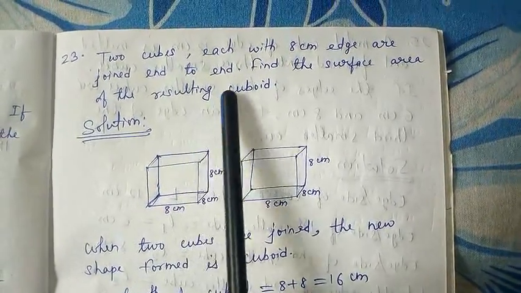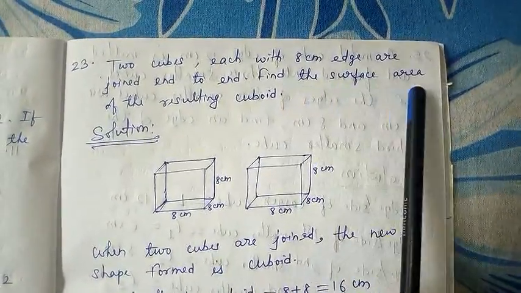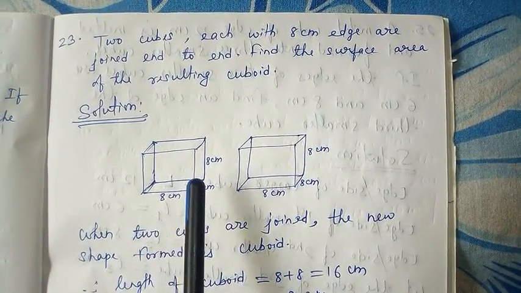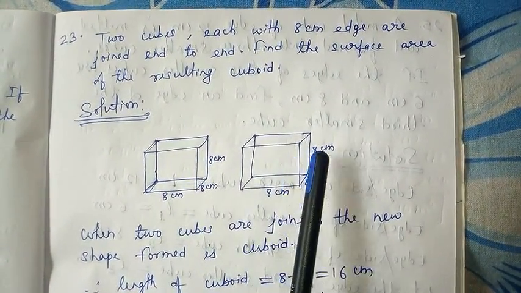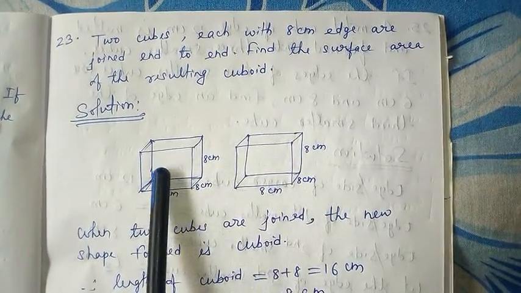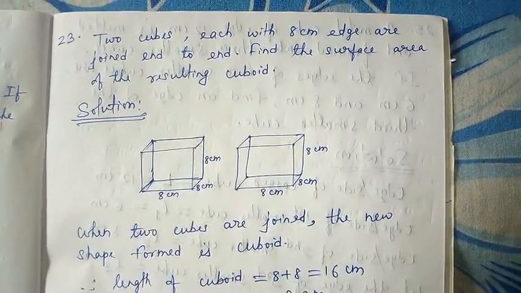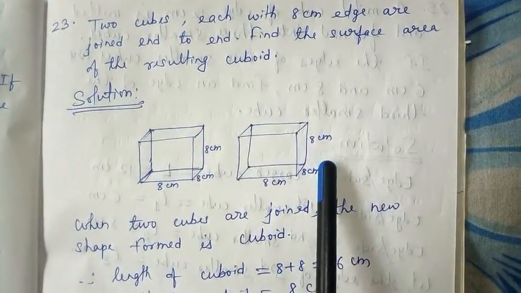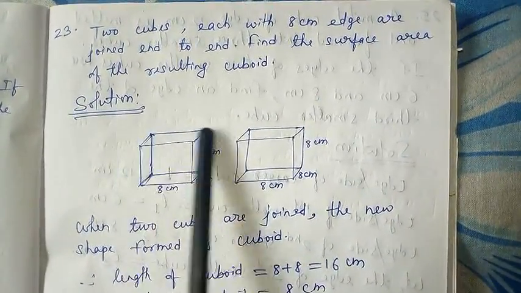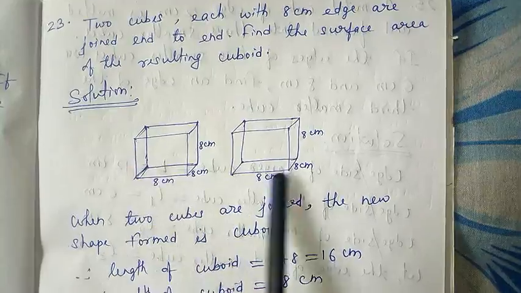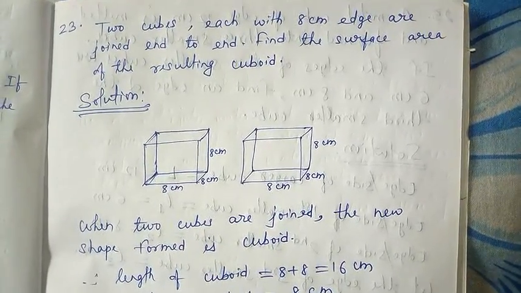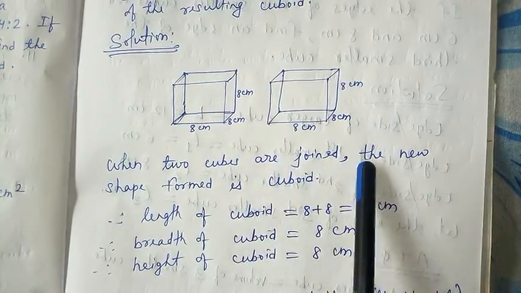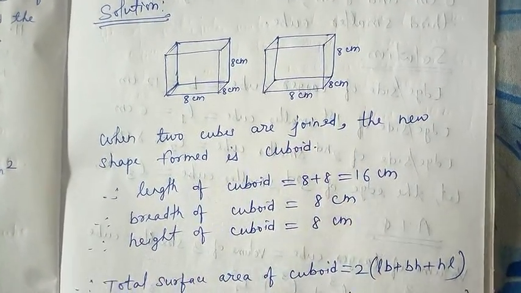Now they are joined. After joining, the question is to find the surface area of the resulting cuboid. So very easy, if you join these two cubes, you imagine, it will become a cuboid. Why cuboid? Because length will increase but breadth and height will be the same. That's why it will become a cuboid. So I can tell you now, when two cubes are joined, the new shape formed is a cuboid.